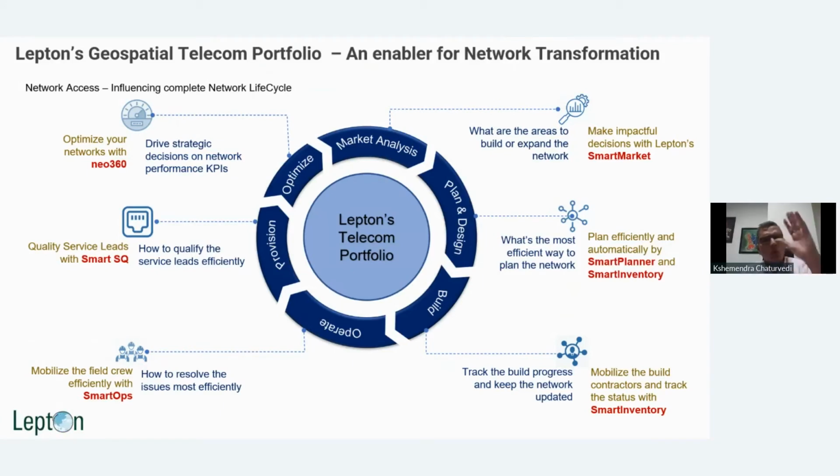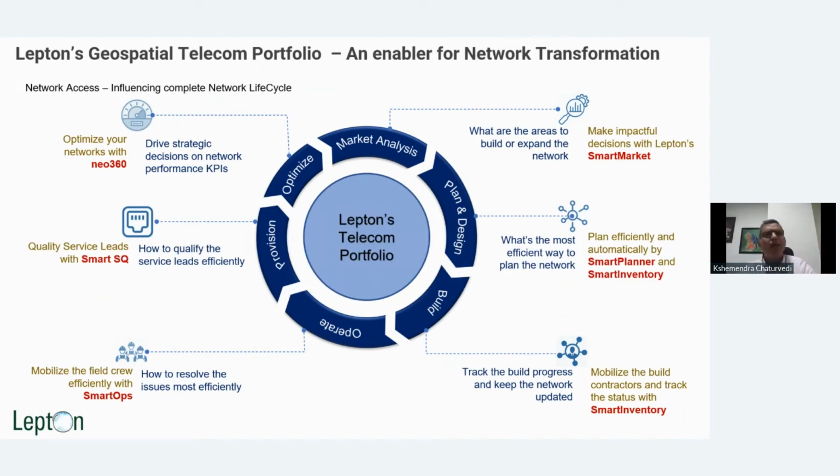Then once you have built the network, you move into the operational phase. You want to have the most optimum operations running in the system day in and day out, where your tickets are handled in the most efficient manner, and your key KPIs like MTTR are kept at the best possible level. How do you resolve the issues? Those are the things you want to address.